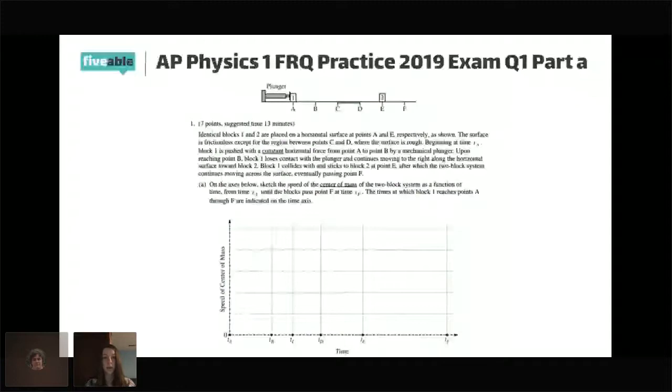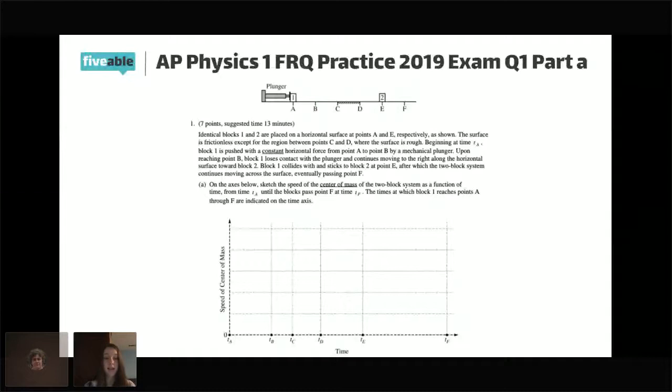Awesome. All right, so this is the AP Physics 1 FRQ from the 2019 exam. This is question 1, part A. And so this is going to be a more torque and rotational motion focused question. So the first thing that it's asking us is about the center of mass.